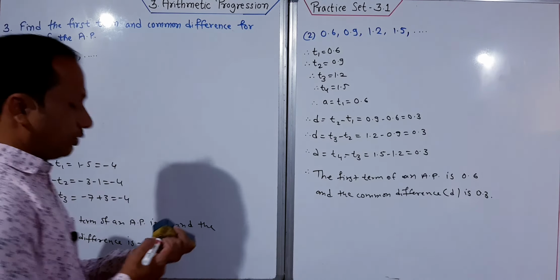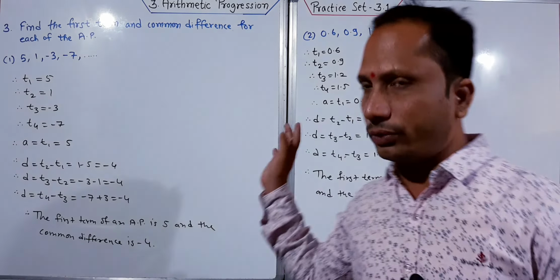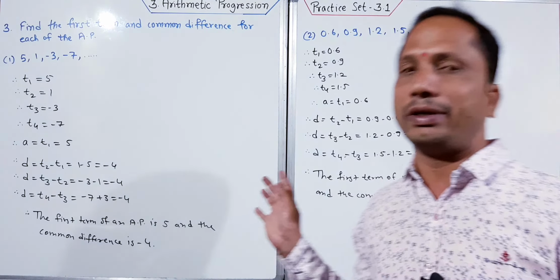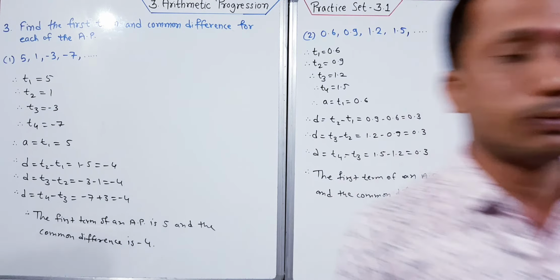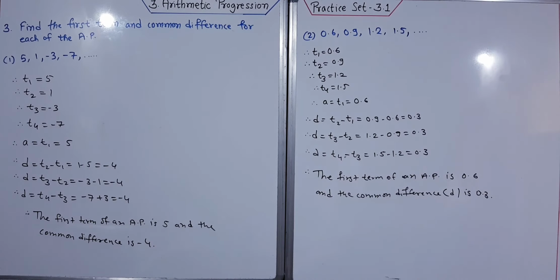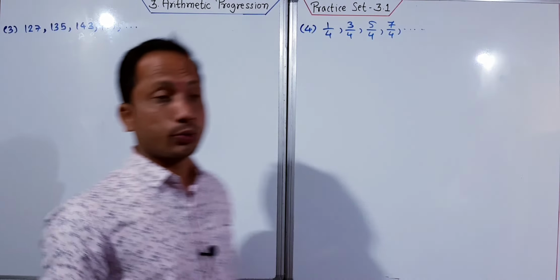So these are the first two problems from question number 3. This is the third category for the problems of an AP for the first practice set. So we have solved these two problems, and now we are going to solve the remaining two problems. So we'll solve the last two problems from this practice set.